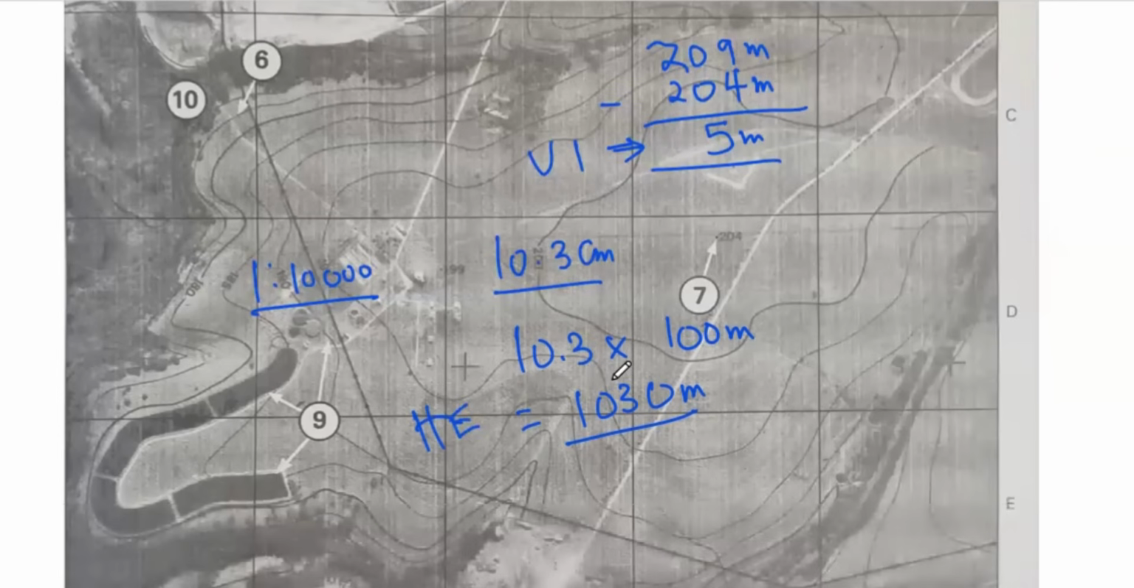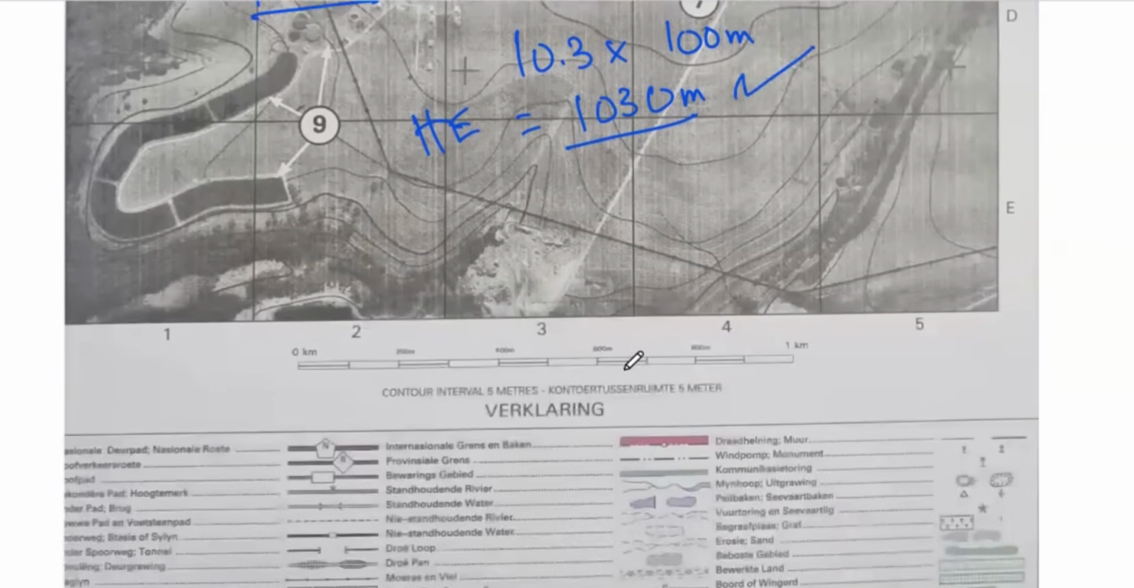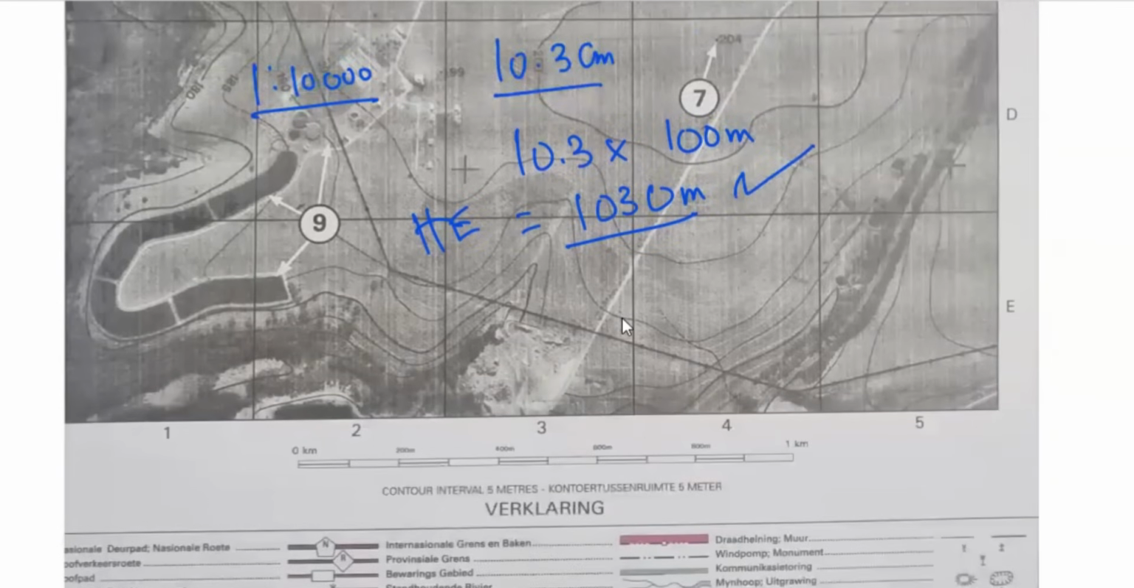So with this value and this value here, we are now supposed to get back to our formula. Our formula is saying VI over HE. Our VI is in meters. Our HE is also in meters. We can create a fraction with 5 meters over 1,030 meters. The meters will cancel each other.